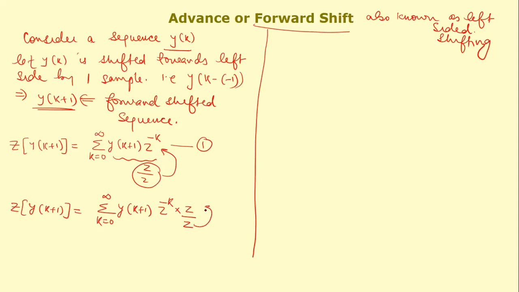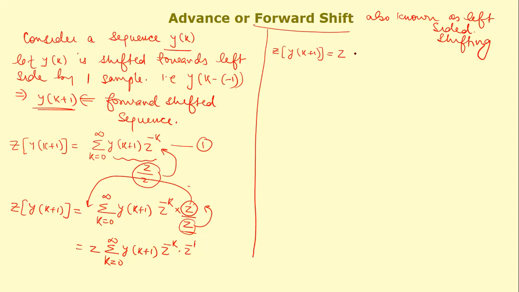Now we'll take it here, and we'll take this one outside. So this particular z will be taken out of the summation. So z summation k is equal to 0 to infinity y k plus 1 z minus k into z minus 1, because we have taken this z on the numerator side, so it will become z raised to the power minus 1. So we can further simplify this equation as like this.